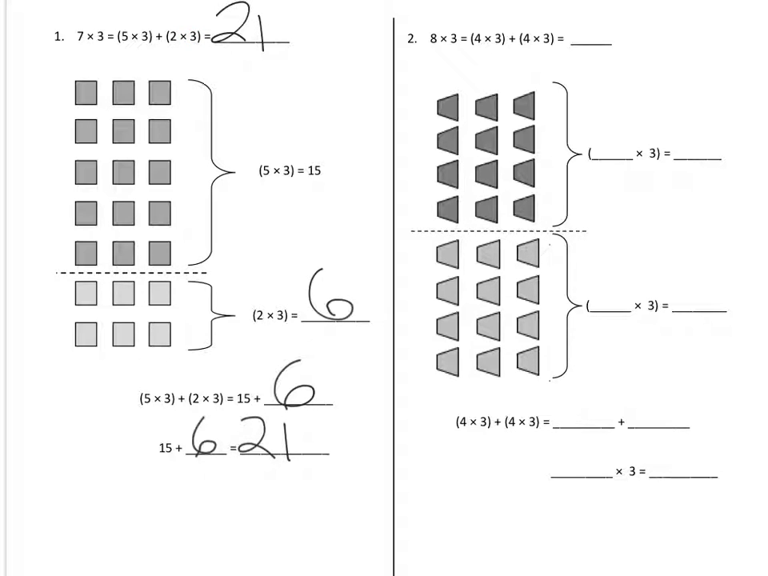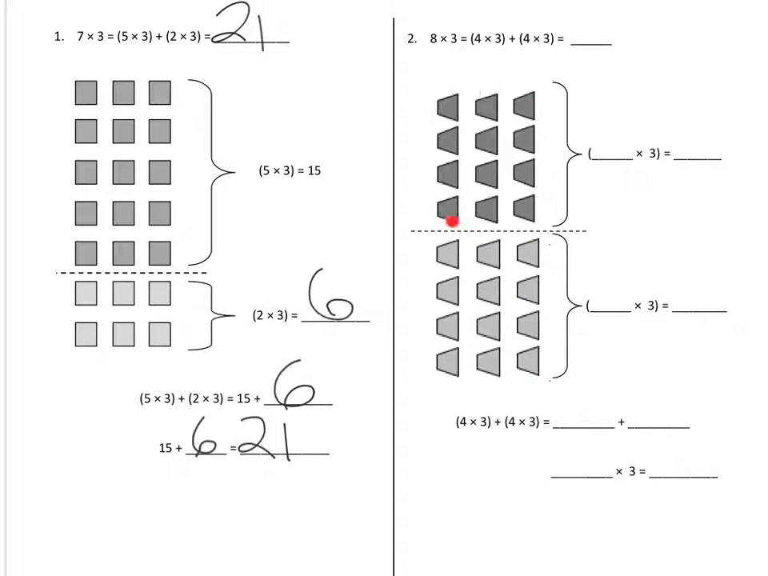It's going to take some practice doing these problems to really get used to this process. So instead of talking and talking and talking, let's move on to our second example just to get some more practice. So our second one, we have 8 times 3. So my whole array is 8 rows with 3 in each row.